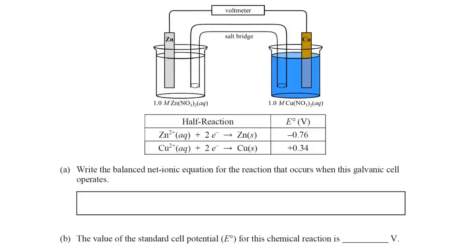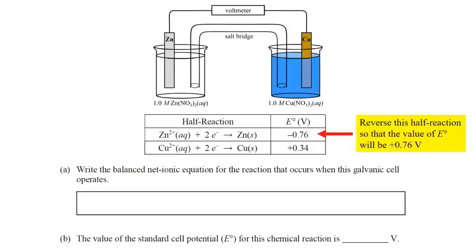If I reverse the copper half reaction, that would change positive 0.34 volts to negative 0.34 volts. And a negative 0.76 plus a negative 0.34 will not give me a positive overall cell potential. So to make sure that the cell potential for the overall reaction is a positive value, I have to reverse the zinc half reaction.